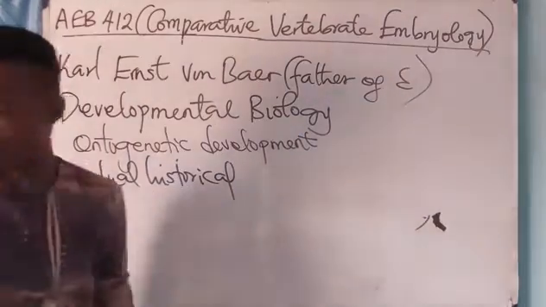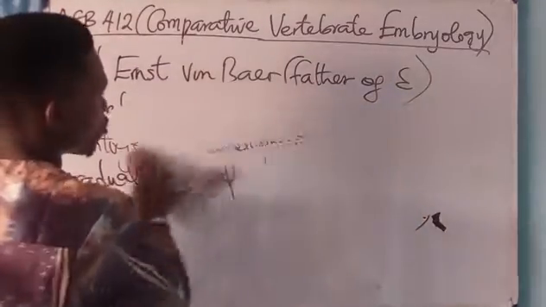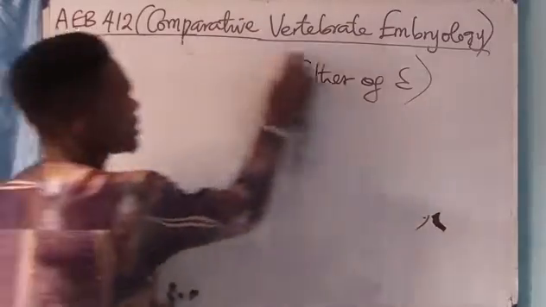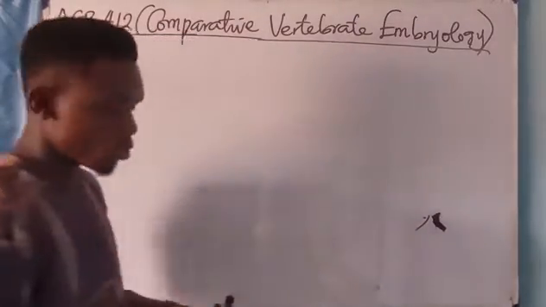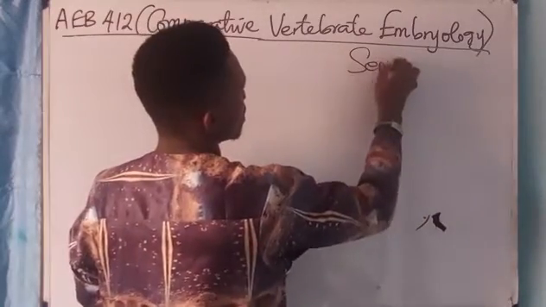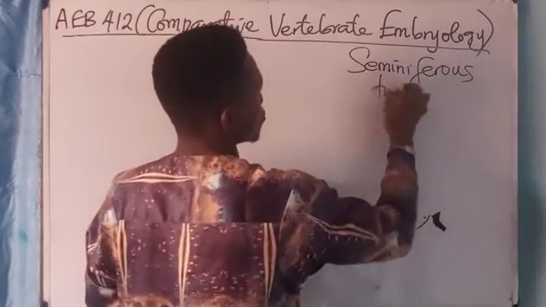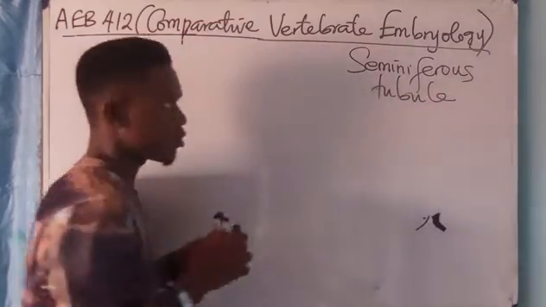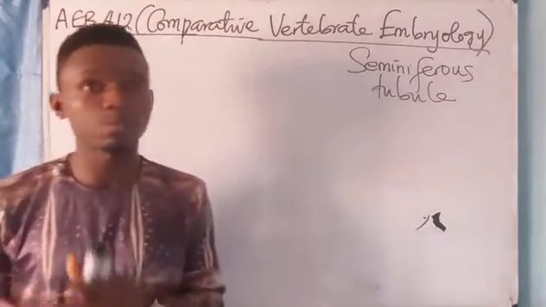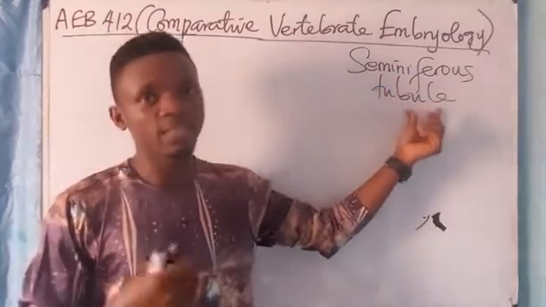It is the production of what? Sperm, or spermatozoa. Where does it occur? It occurs in the seminiferous tubule of the testes. Spermatogenesis means the production of sperm or spermatozoa, and it occurs in the seminiferous tubule of the testes.